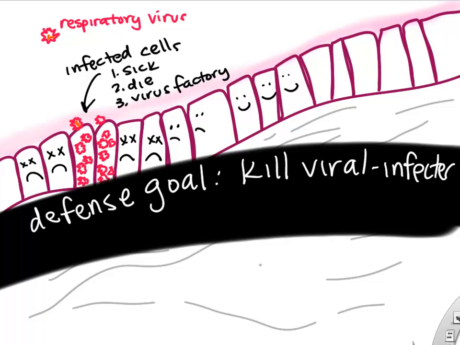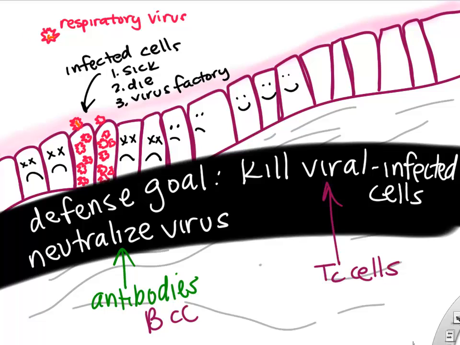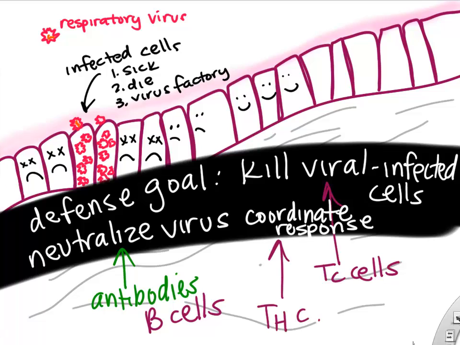So what is our goal in a viral infection? Basically, we need to kill the viral infected cells, but we also want to neutralize any virus that's around. We'll kill the viral infected cells with T cells. We'll neutralize the virus with antibodies. We'll coordinate this entire response with helper T cells.